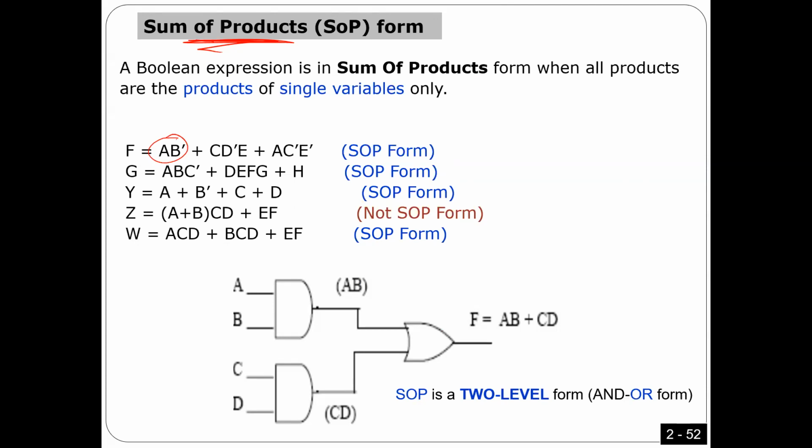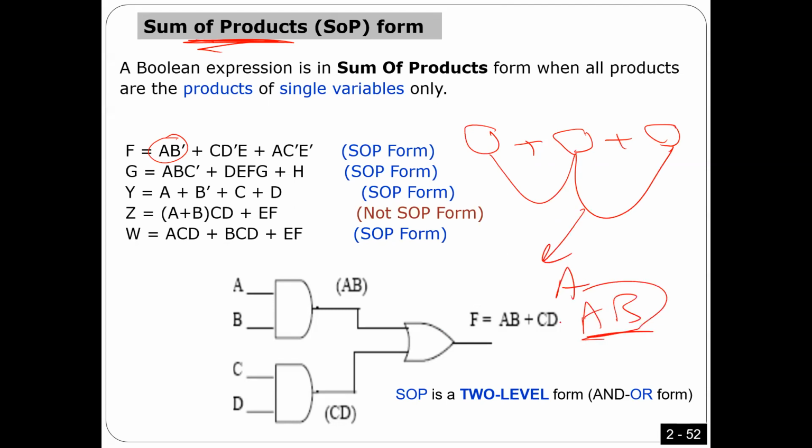Here in this format, you should see one term or one term or one term. And every term here can be only one variable or it can be multiple variables, but the relation between them is AND. Okay, that's why this one is okay. This is sum of product. This one is sum of product. This one is also sum of product.